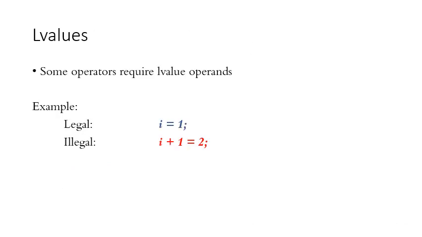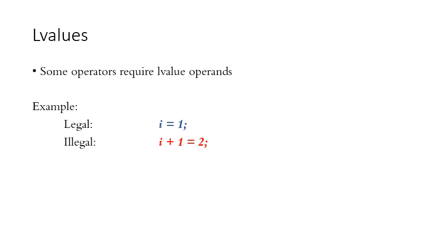So now what about the L values? The assignment operator requires an L value as its left operand. An L value represents an object stored in computer memory and not a constant or the result of a computation. Variables are examples of L values, okay? Expressions such as 10 or 2 times I are not L values, okay?